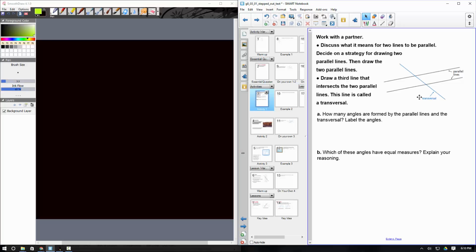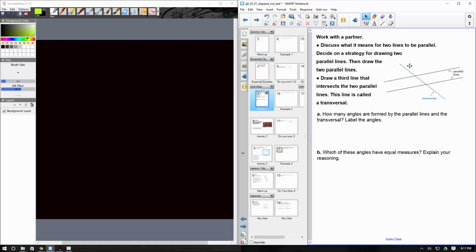Which of these angles have equal measures? If I look at it, this angle up here, this like V, it's nice and wide. It's an obtuse angle, and that looks kind of similar to this one down here. This is also an obtuse angle, and they actually have the same measurement. It's called a vertical angle. This one here is an acute angle, and then directly across, that is also an acute angle.